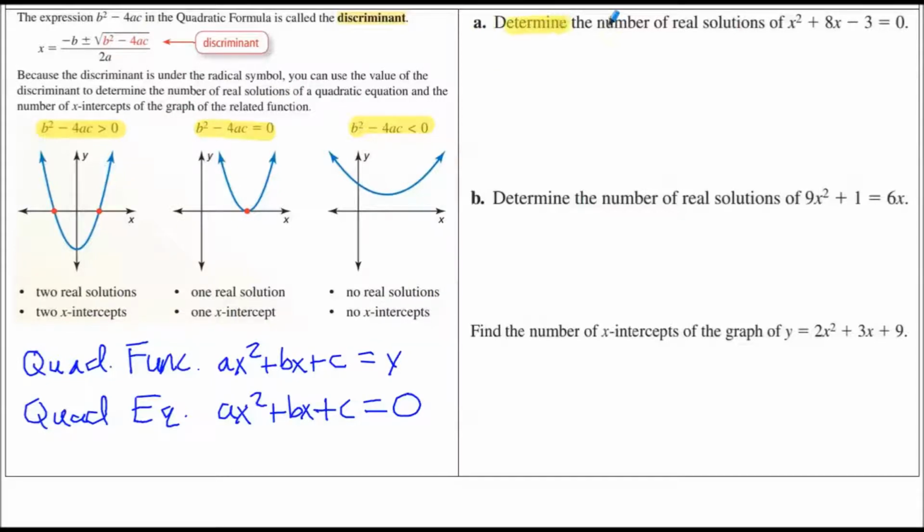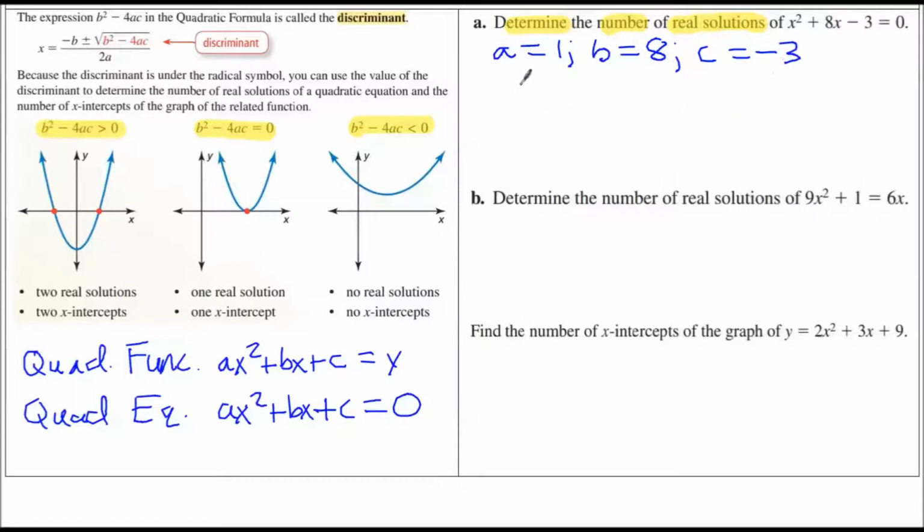Determine the number of real solutions of x squared plus 8x minus 3 equals 0. I could do all of the quadratic formula and solve it, figure out where the x-intercepts are, or I can just use the discriminant, the b squared minus 4ac thing. I still need to know what a is. A is equal to 1, the coefficient in front of x squared. B is equal to positive 8, the coefficient in front of x. And c is equal to negative 3.